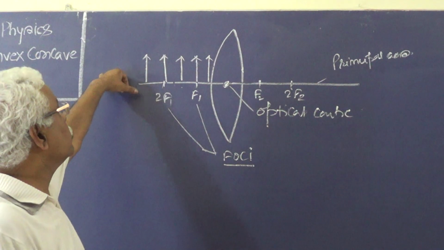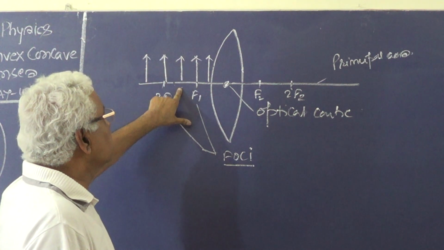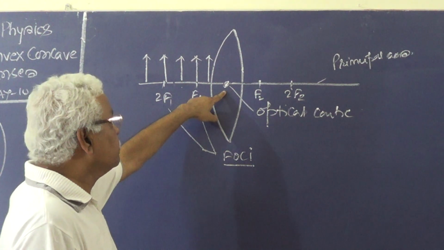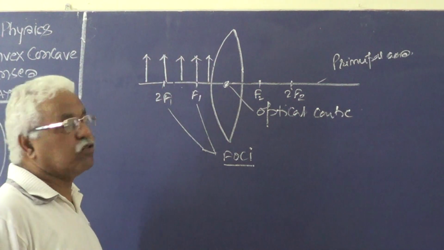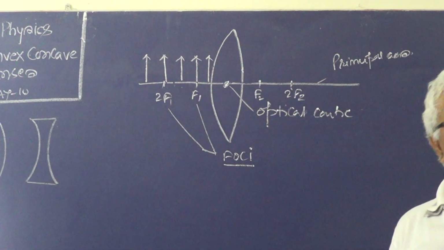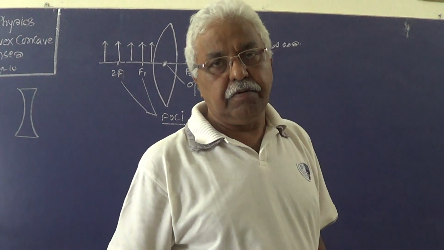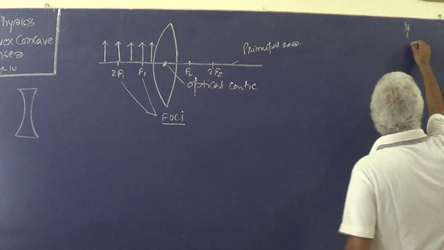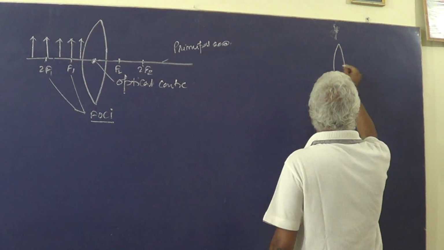Here means beyond 2F1, then at 2F1, then between F1 and 2F1, then on focus F1, and then between optical center and focal point. So these are the positions of the object and where the image will be. By using the ray diagram, you are going to make the image. There are rules for when the object is in front of the lens, how the rays will go. It is very clear.